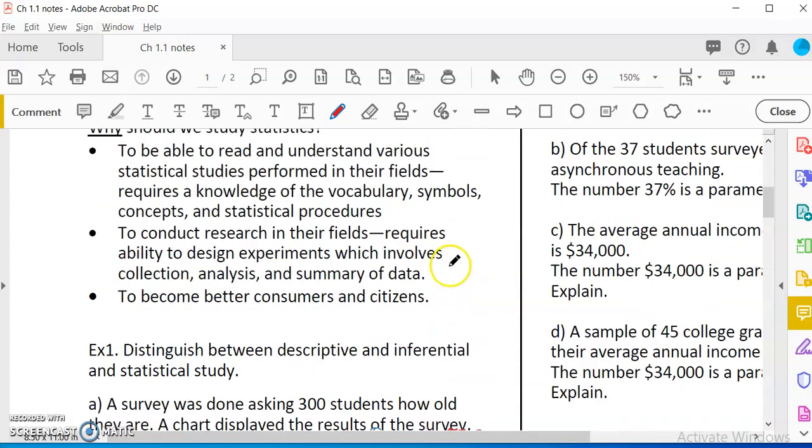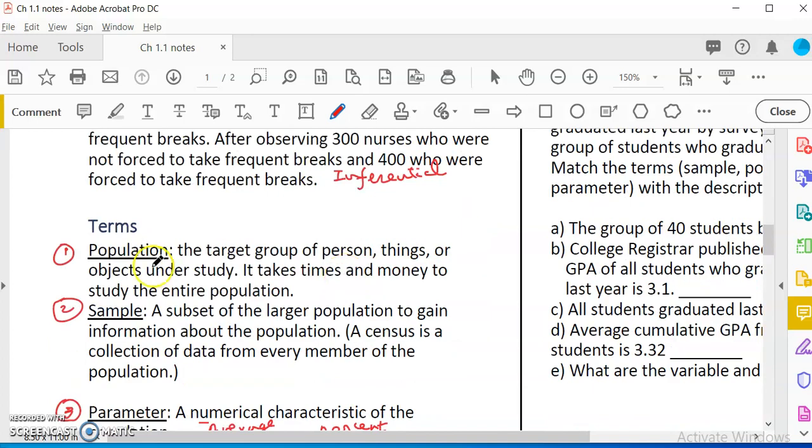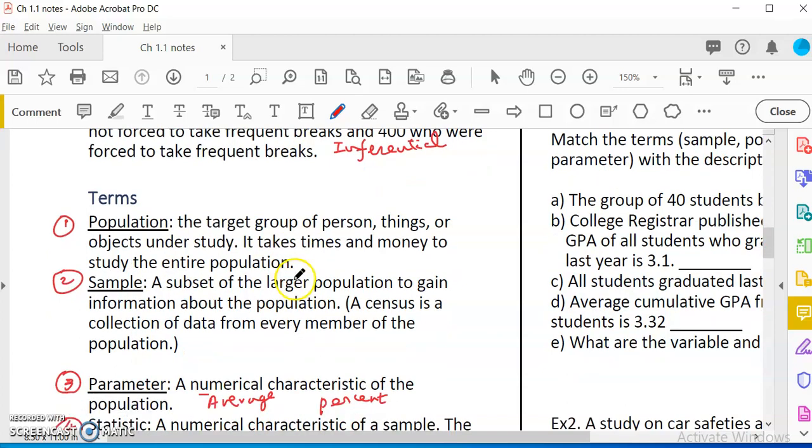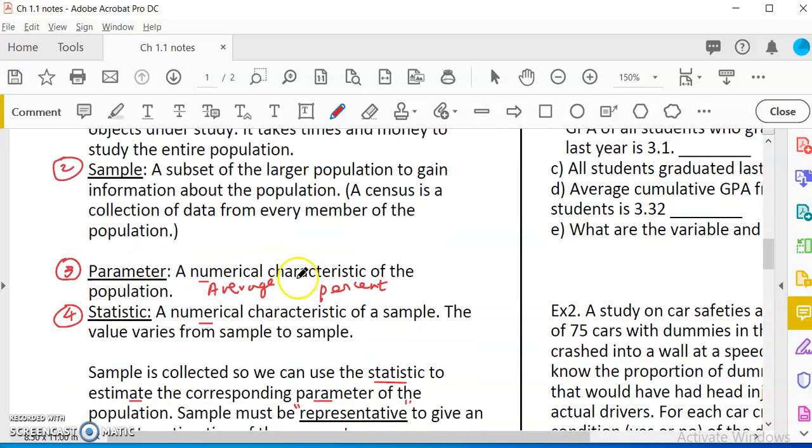We have introduced 6 terms. Population is the target group that we want to study. If possible, we'll do a census and collect all the data from it, but usually we don't. Sample is a subset of the larger population. Sometimes we're just happy with the sample. At other times, if we are doing inferential statistics, we would use the sample to do some projection on what the population would be.